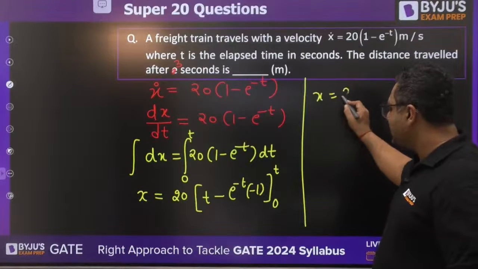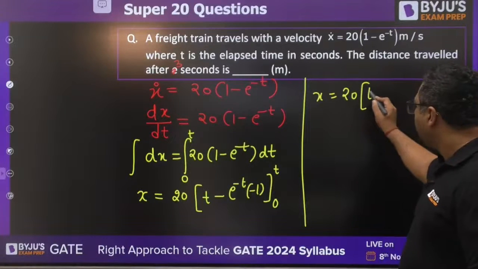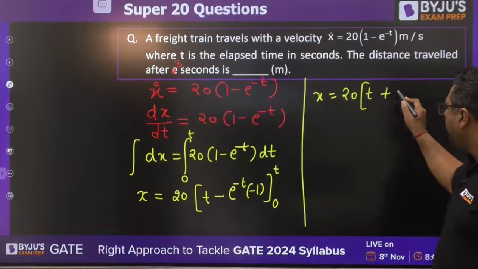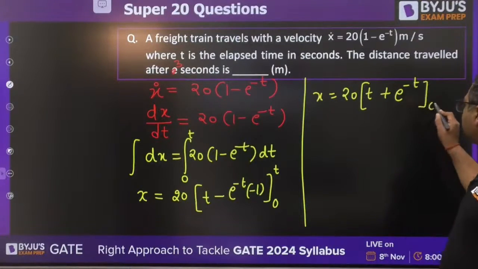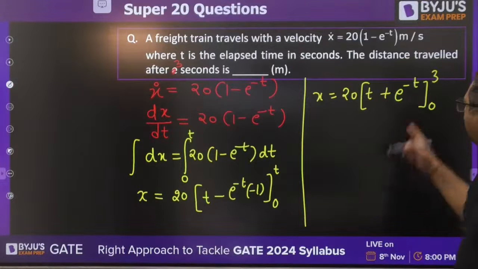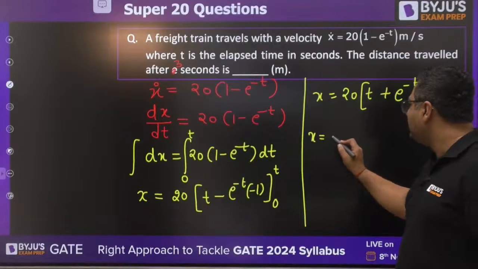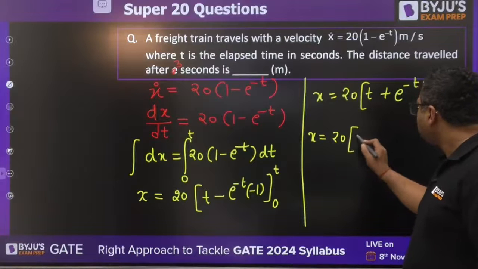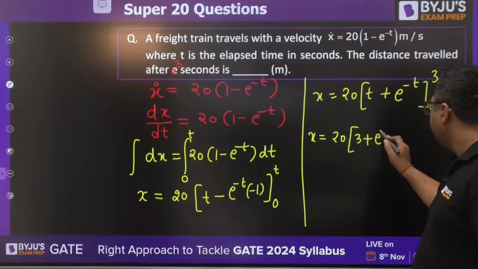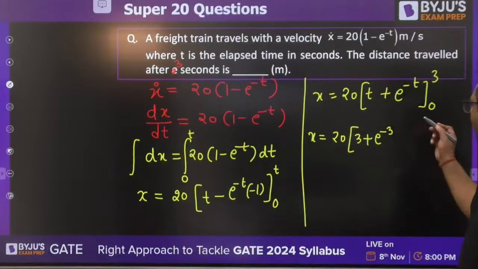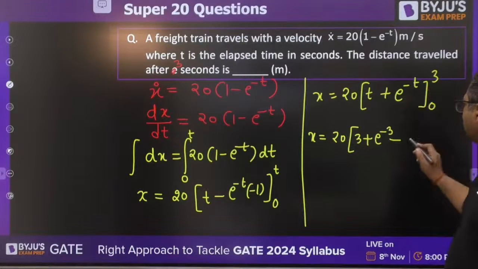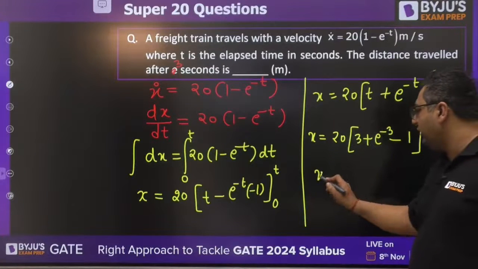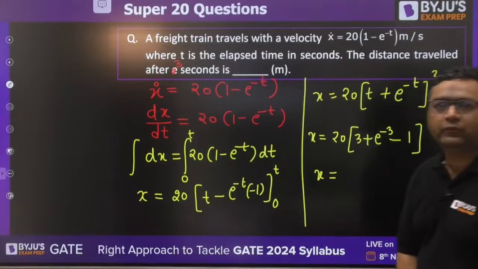So getting x as 20 (t plus e to the power minus t), now you put the limits 0 to 3. When you put the value 3, x will be 20 (3 plus e to the power minus 3), and then for the lower limit it would come out to be minus e to the power 0, which is 1. So now solve it and give me the value.